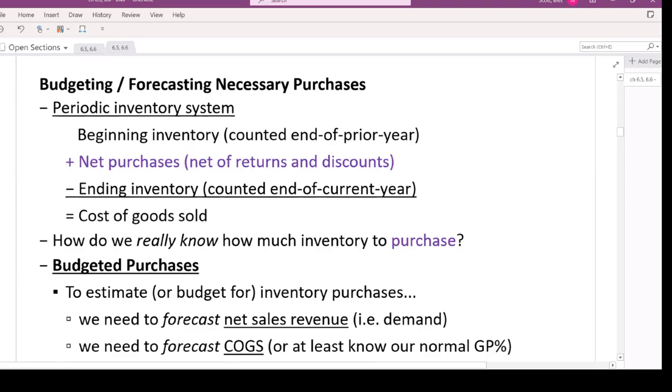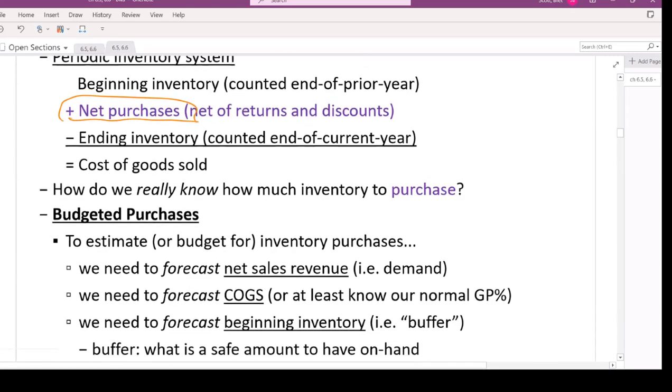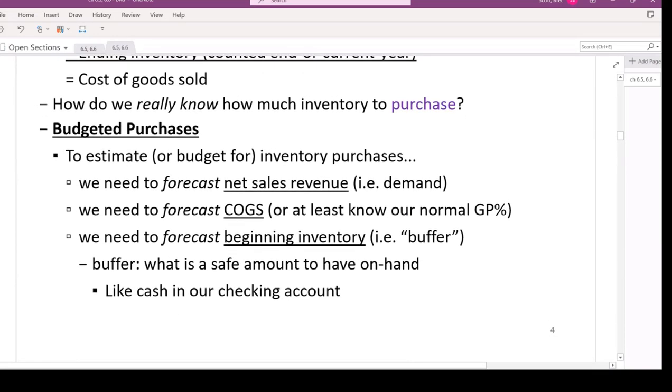So what we're going to do here is forecast what net purchases needs to be for the next period using a series of information. This is kind of complicated because it requires us to use a lot of estimates and forecasts. To estimate or budget for inventory purchases in the next year, we need to first forecast net sales. Generally speaking, the forecast of net sales is a starting point for all forecasts.